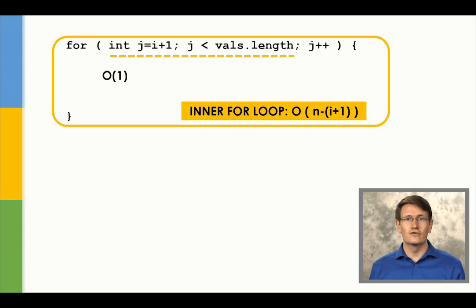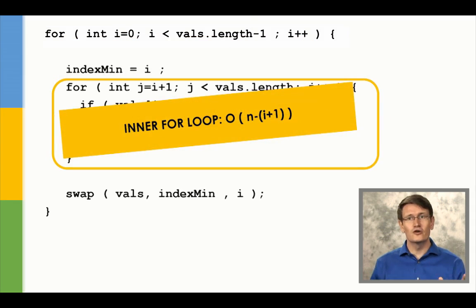And where did I get that from? n is essentially the length of the array, and if you notice, j always starts at i plus 1. So it's going to keep decreasing as i increases. This is going to cause problems for me in a little bit, but we'll get back to that in just a second.